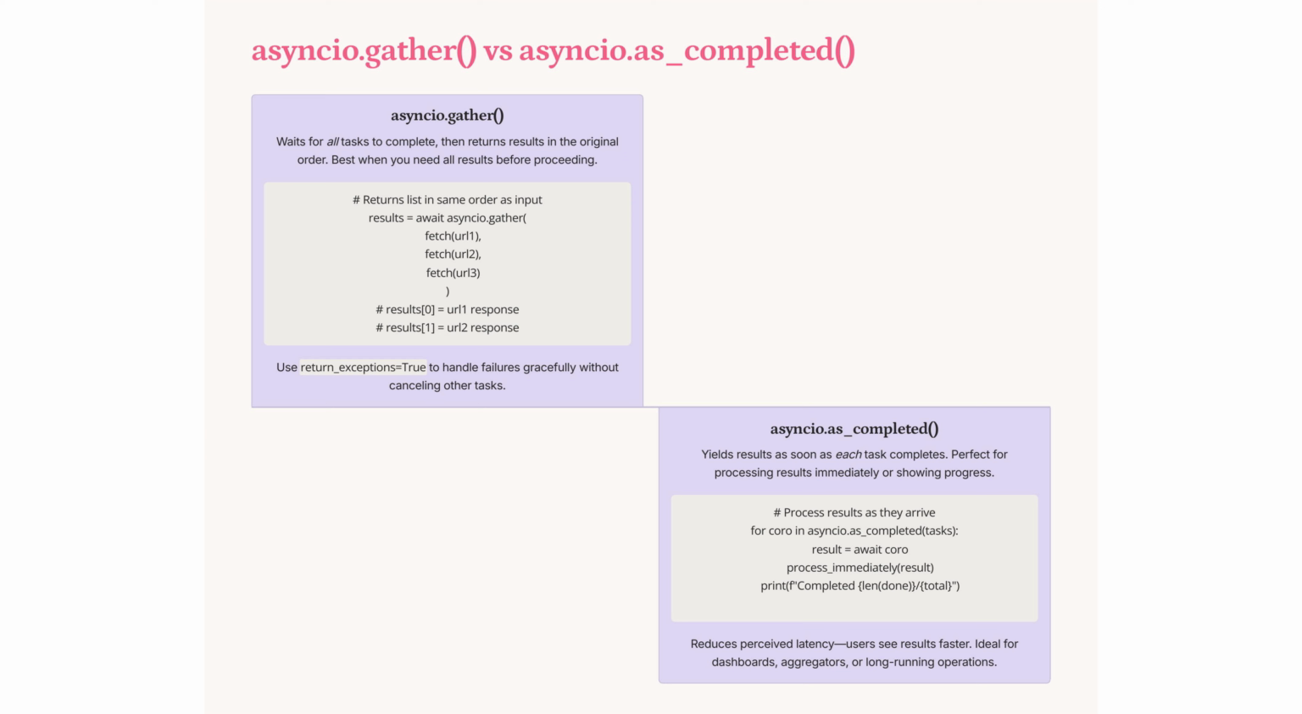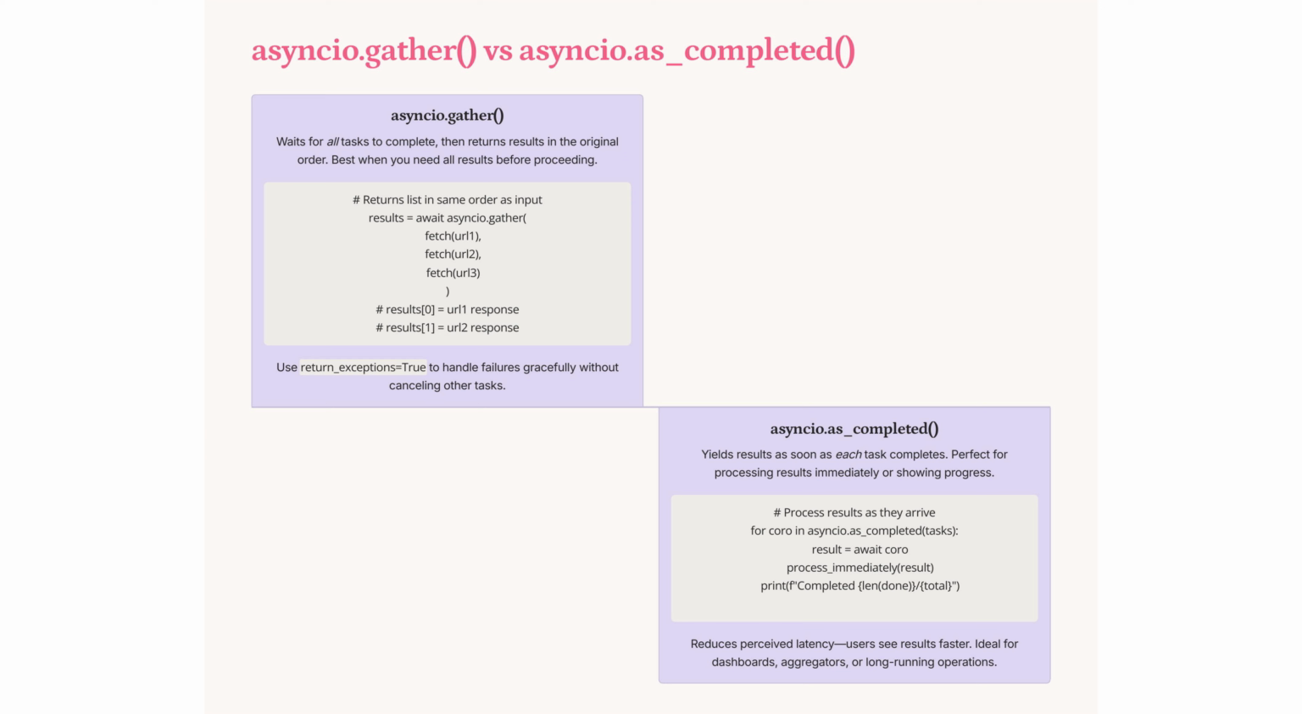Asyncio.gather waits for all tasks to complete, returning results in input order, ideal when all results are needed before proceeding. Use return_exceptions=True to handle failures without canceling tasks. Asyncio.as_completed yields results as tasks complete, perfect for immediate processing or progress updates, reducing perceived latency for users.